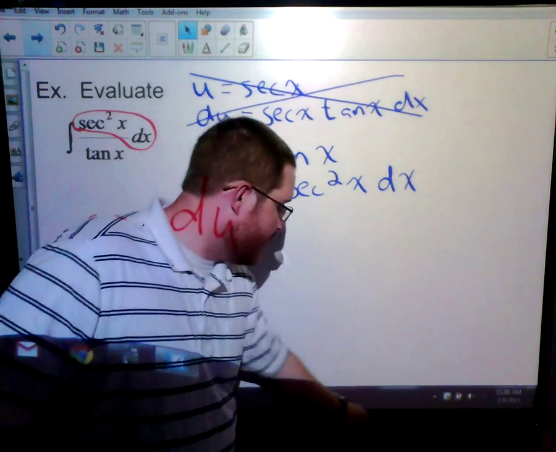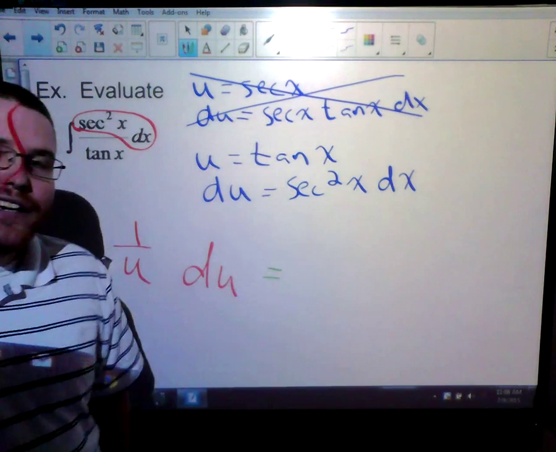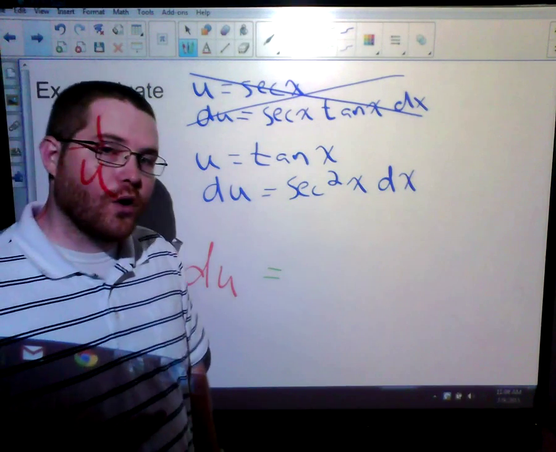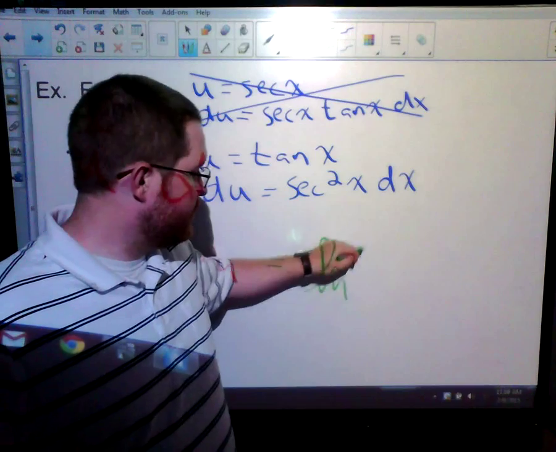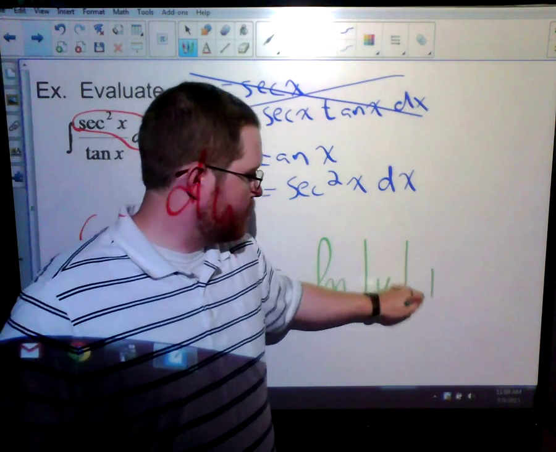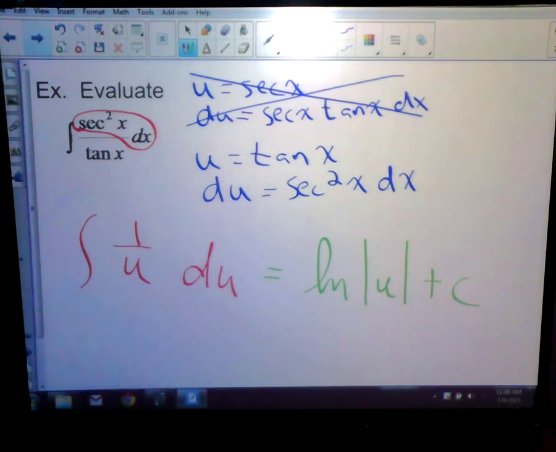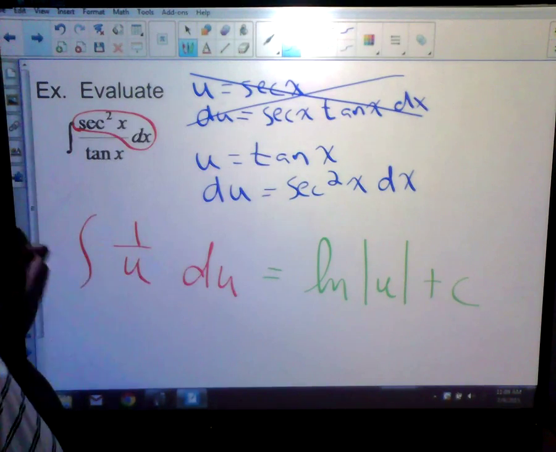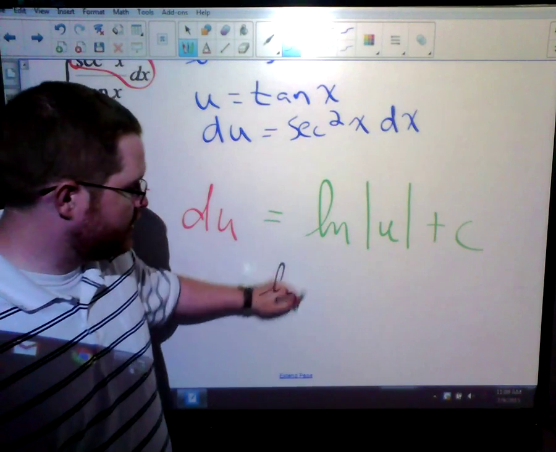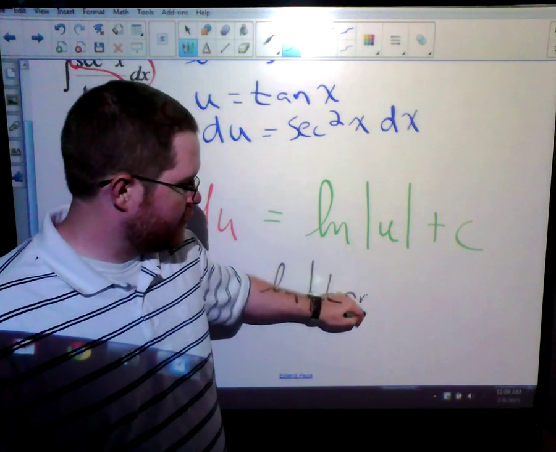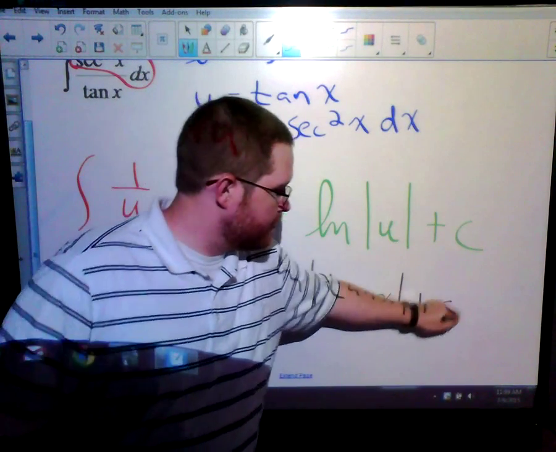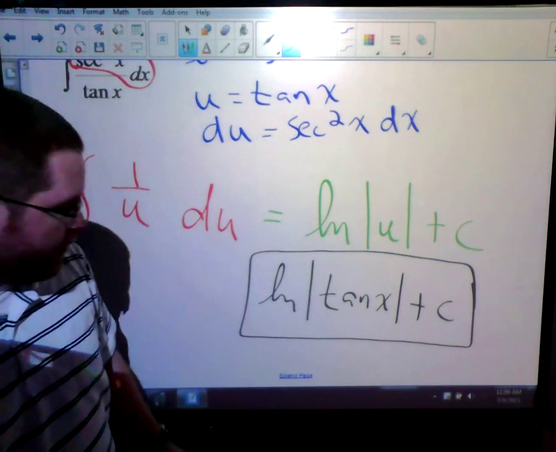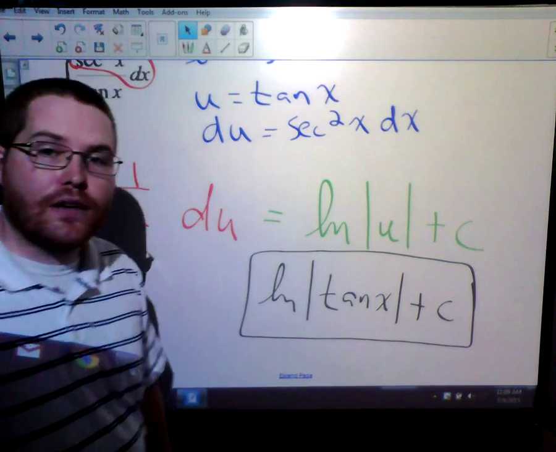Now, it's a lot easier to integrate. What's the integral of 1 over something? And people always forget this. The integral of 1 over something is natural log. Don't ever leave the u's in there. Change it back. What is u? U is tangent of x. I have to include absolute value because tangent can be positive or negative, but I can only take the natural log of a positive number.